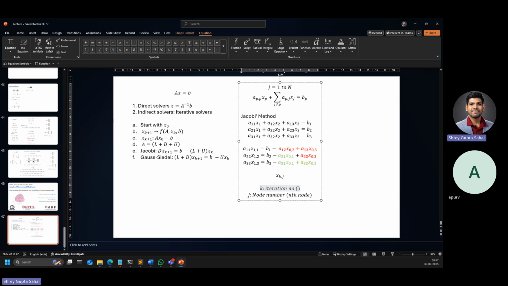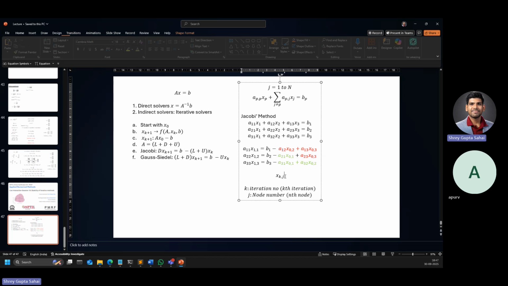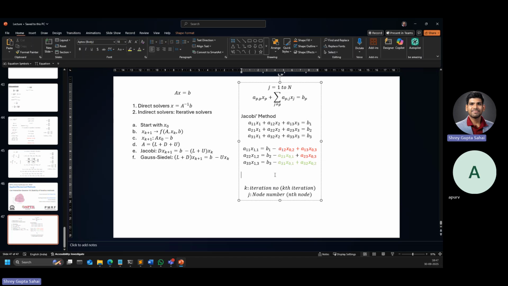So for you, did it get clear or do you still have doubts? Let me ask that as well. So kth iteration. Okay, so this is Jacobi's method, right? We update all our guesses in one go. In Gauss-Seidel, the approach is a little different.